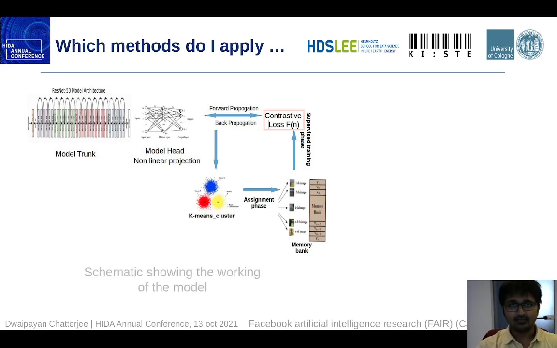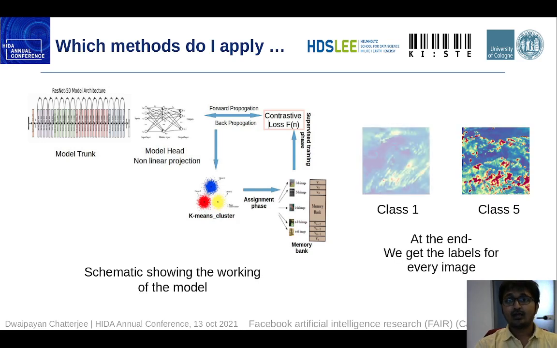For example, we can see here that at the end of the training, the algorithm is saying that on the left-hand side, this image belongs to class 1 and the other image belongs to class 5. It is exciting to see here that in the beginning we didn't have any labels, but at the end we have labels for each and every image.